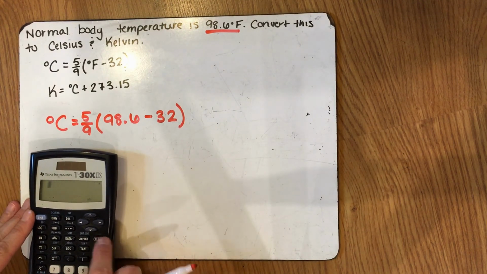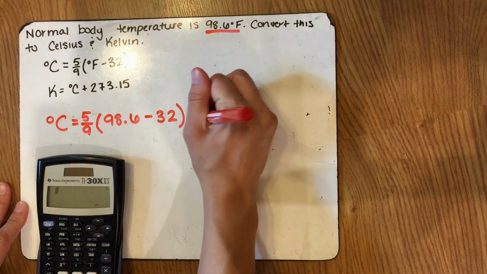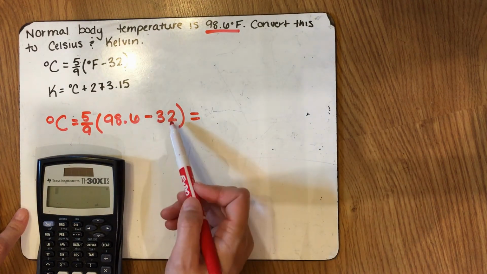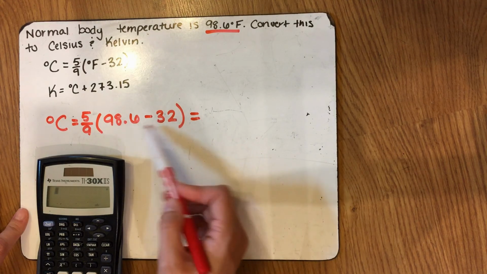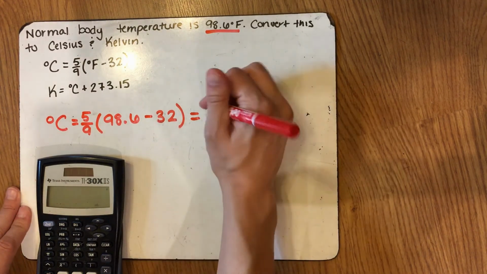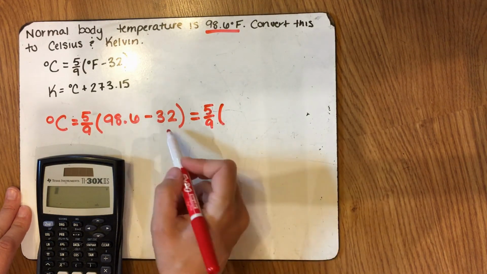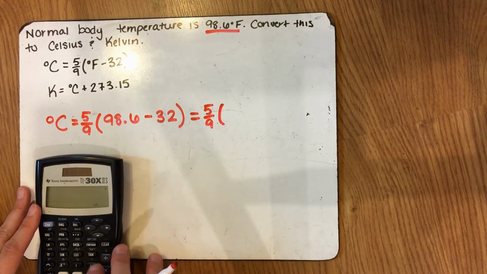And then we're going to do our subtraction rule for sig figs here. Since 32 has no decimal places, our answer here will have no decimal places inside of these parentheses. Remember, we want to do PEMDAS, so we want to do what's inside of the parentheses first.